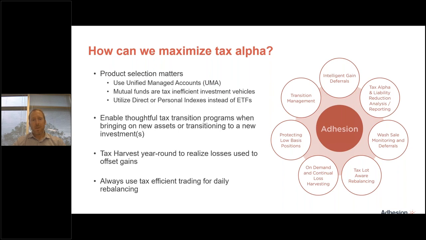Now, additionally, I want to dive into personal indexes and clarify what these are. A personal index is essentially a direct index like the S&P 500 where you are holding the underlying positions and applying a slant or a tilt towards anything that you as the advisor would like to customize this index towards.